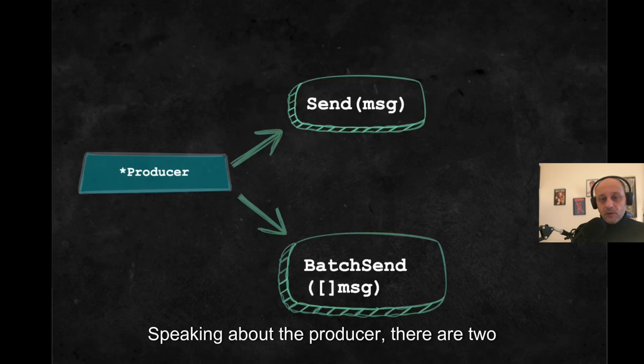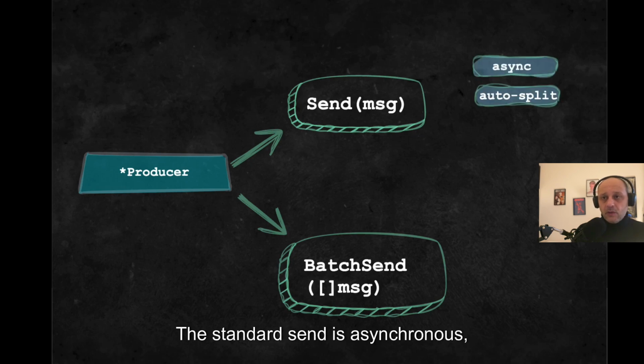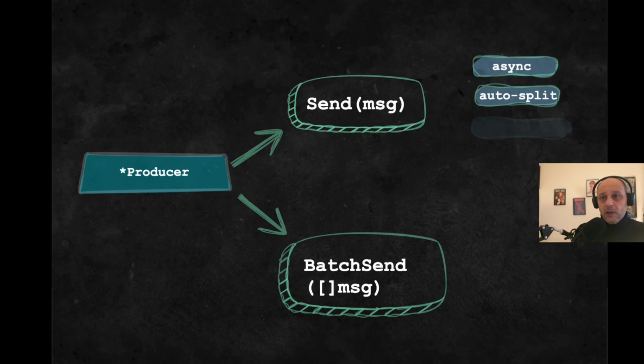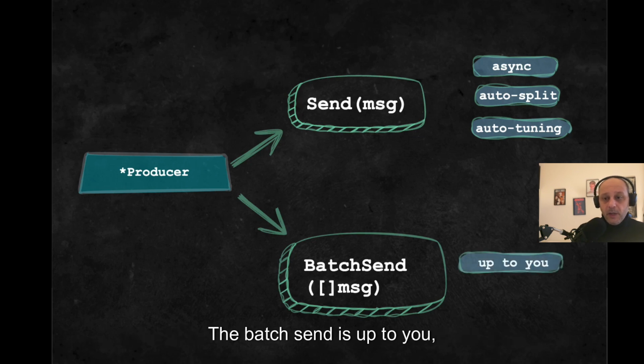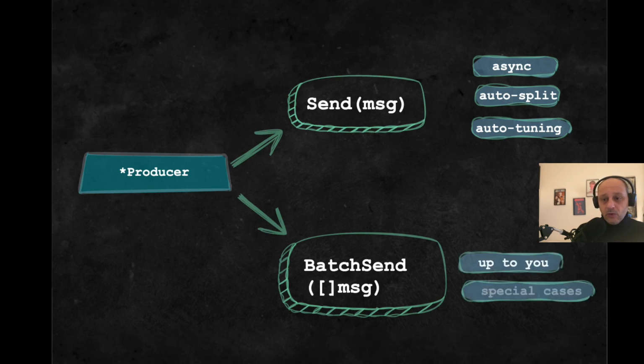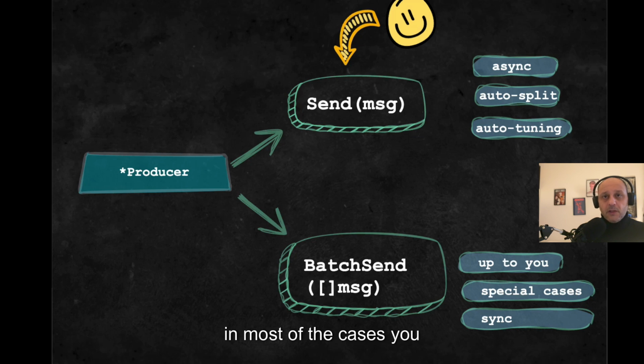Speaking about the producer, there are two APIs, send and batch send. The standard send is asynchronous, auto-split, and auto-tuning. It means that it automatically decides when to send the messages to the server. The batch send is up to you, you can use it for special cases, and is synchronous. In most cases, you need to use the standard send.